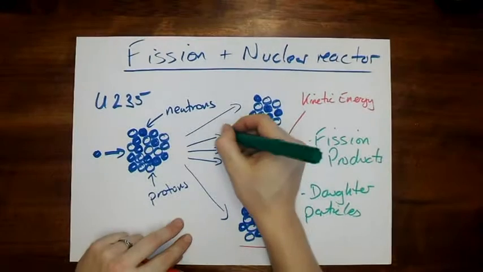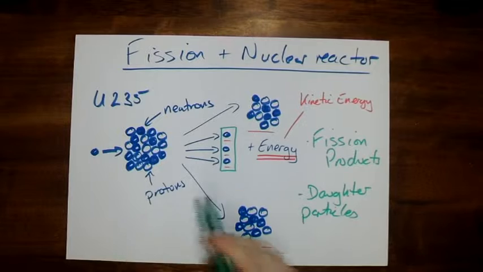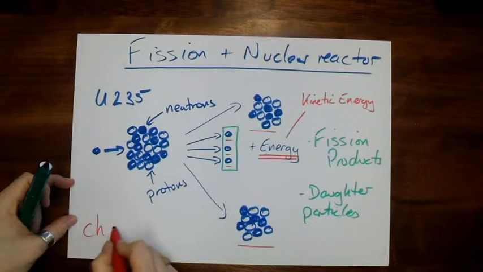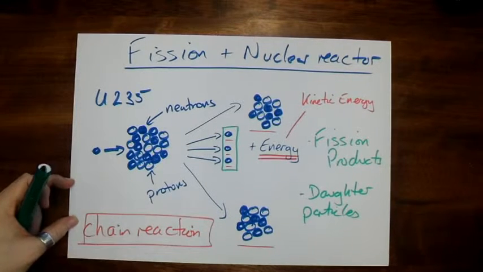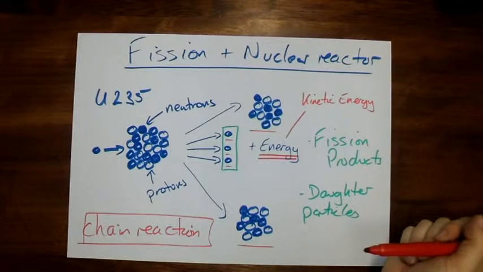Now, if any of these extra neutrons go on to hit uranium-235 nuclei, they can cause them to split. As they split, these next nuclei also release two or three, which then could go on to hit other uranium-235 nuclei. And this continual process is known as a chain reaction. This is what we want, but we want it in a controlled fashion.